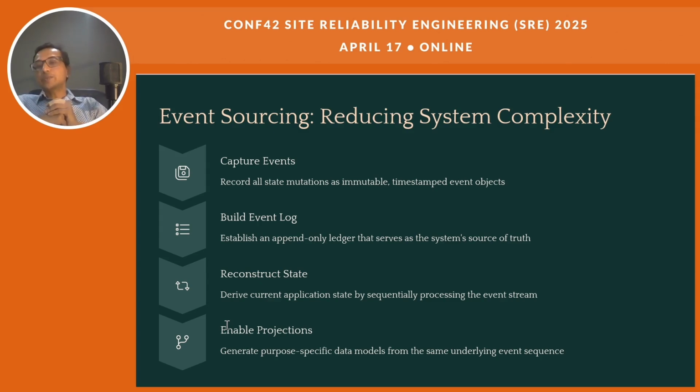It begins with capturing events, recording all state changes as immutable, time-stamped objects to ensure accurate tracking and observability. This is followed by building an append-only event log, which serves as the system's definitive source of truth, providing resiliency and auditability. Through state reconstruction, the current application state is derived by sequential processing of the event streams, enabling swift debugging and efficient incident response, critical for maintaining uptime.